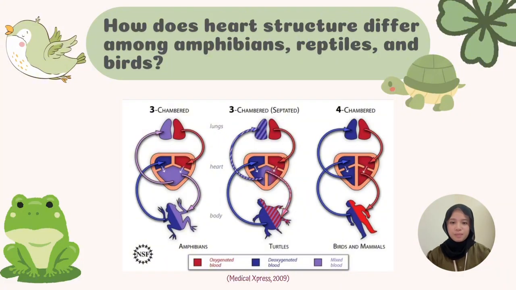The last one is birds. Birds have a four-chamber heart with two atria and two ventricles. In this structure, oxygen-rich and oxygen-poor blood are completely separated, providing highly efficient circulation. This adaptation supports their high metabolic demands and the energy-intensive activity of flight.